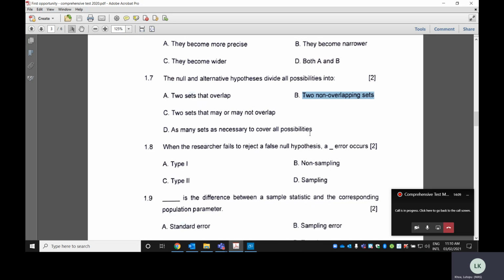As many sets as necessary to cover all possibilities. No, this is not right, because there are only two possibilities. Either the null hypothesis is correct or the alternative is correct. So it's not as many as necessary, it's just the two of them. So the most correct answer is B, and you must always pick the most correct one.